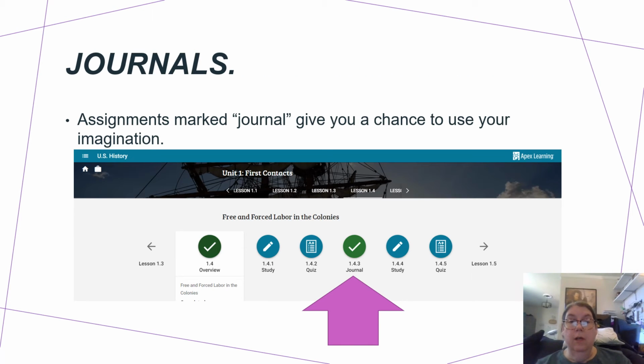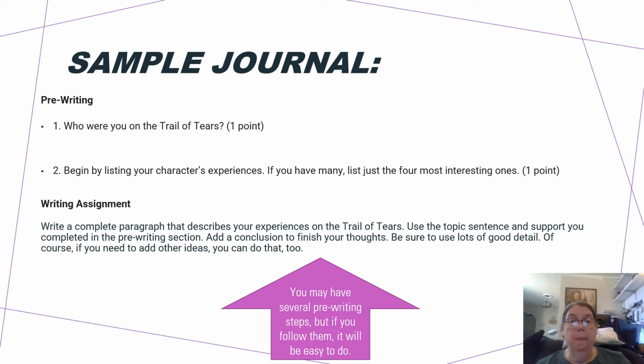Assignments marked journal give you a chance to use your imagination. So here, let's look at an example. It says pre-writing, and it says, who were you? So the assignment was to imagine being someone on the Trail of Tears. And that could be, most likely would be, as if you were one of the natives being forced to move. And you could tell it from the point of view of a woman, a man, a child. Any of those would work.